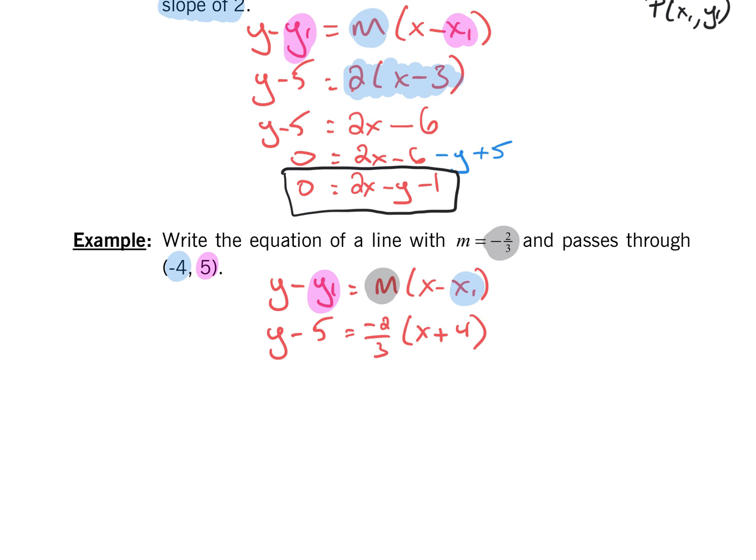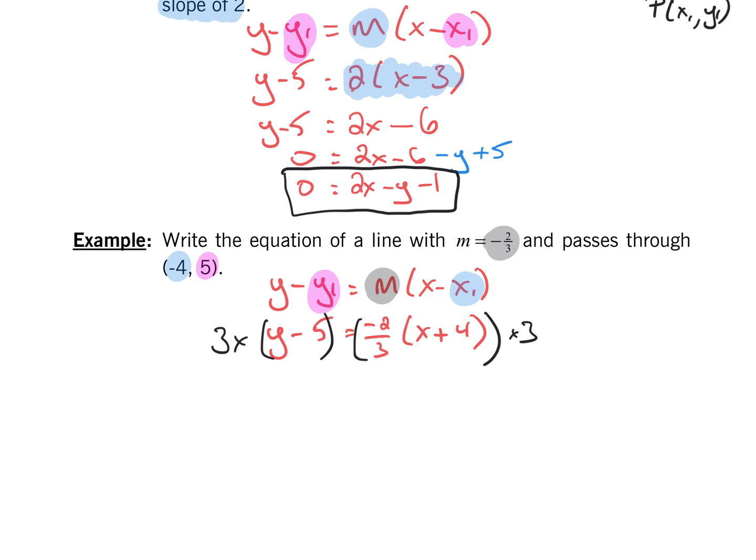Okay, what do we need to do? Well, the problem is the bottom number. So we're going to multiply the whole right side by the bottom number, which is 3. We have to do the same thing with the left side, but the left side is 2 different terms. So we have to put it in brackets, and then multiply it by 3.